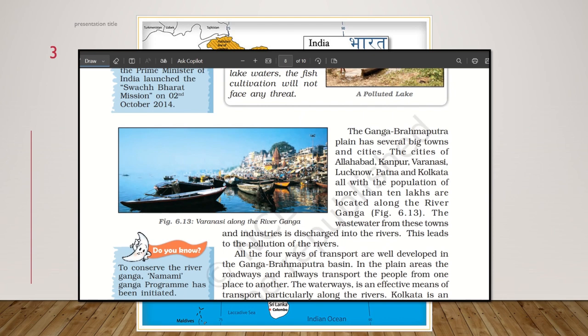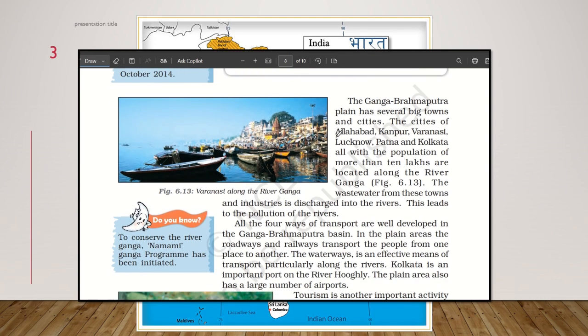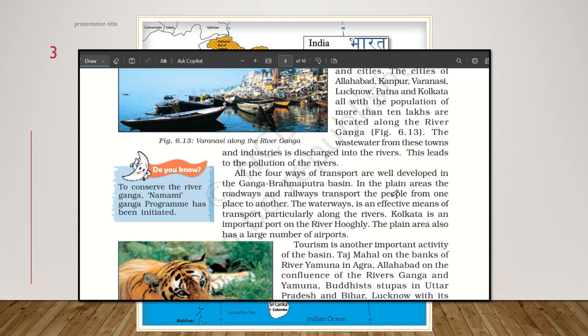So let's move ahead. The Ganga Brahmaputra plain has several big towns and cities. The cities of Allahabad, Kanpur, Varanasi, Lucknow, Patna, and Kolkata, each with a population of more than 10 lakhs, are located along the river Ganga. The wastewater from these towns and industries is discharged into this river. This leads to the pollution of the river. That's why, to conserve the river Ganga, the Namami Ganga program has been initiated.